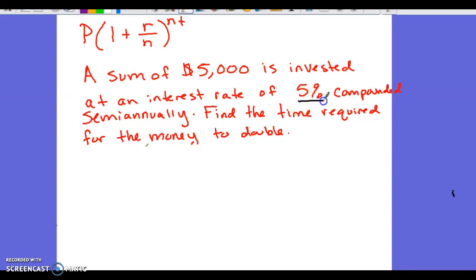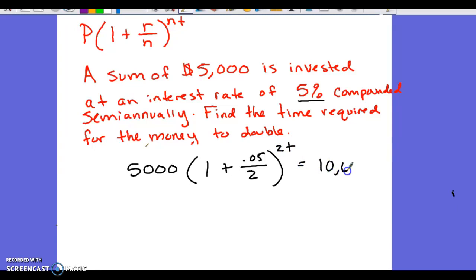With these factors, okay? So I'm going to start with $5,000. My 1 stays the same. My rate is 5%. My n is 2, to the nt. I don't know time. I don't know how long it's going to take. That's what I want to figure out. This is the goal, guys. We want you to be able to solve a real life problem that has a variable in the exponent.